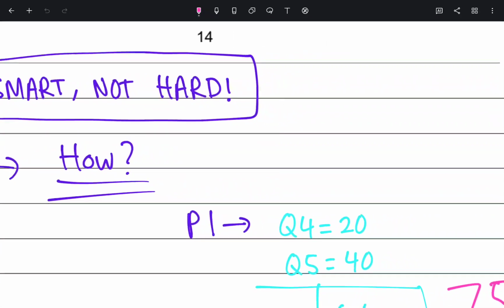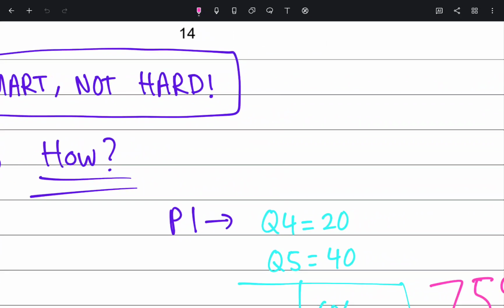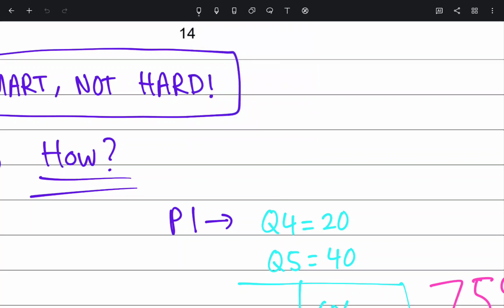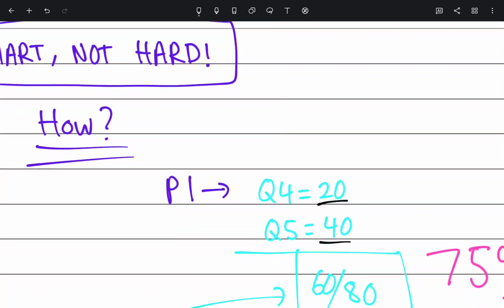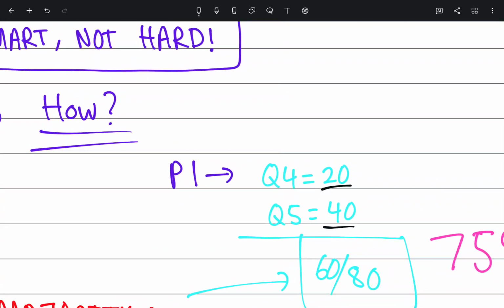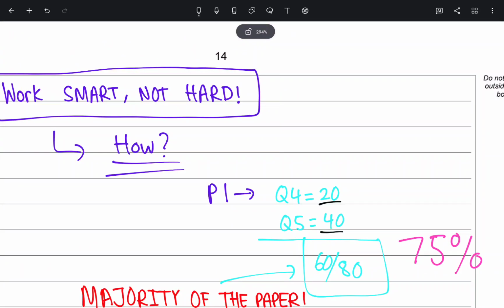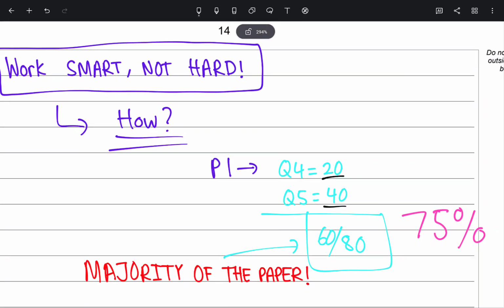So let's start off with paper 1. So you all know paper 1 is out of 80 marks. Question 4 specifically, right? So question 4, if we look at here in further detail, let me just use black here, it's worth 20 marks, okay? And question 5 alone is worth 40 marks. Now, if we do some quick maths, it's 60 out of 80, okay? That is the majority of your paper, as you can see. I've put in red, it's the majority of the paper, and it's worth a massive 75% of your exam.